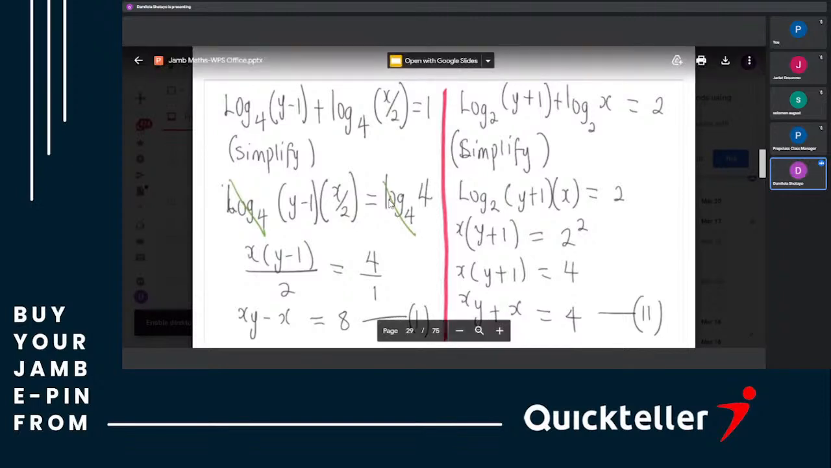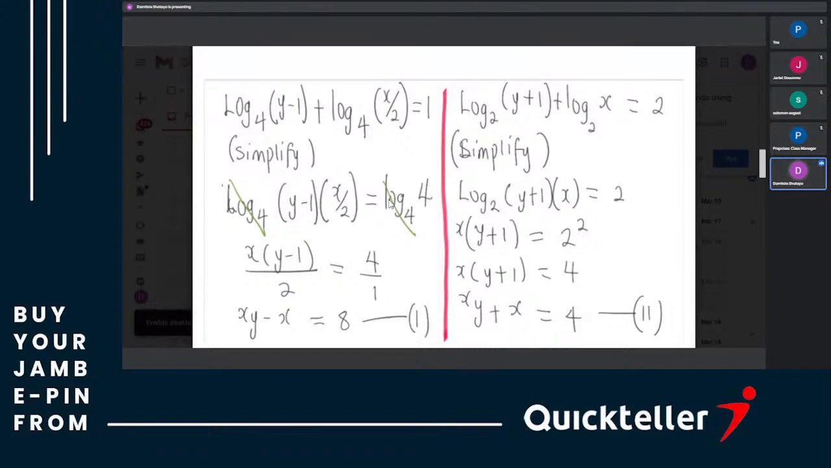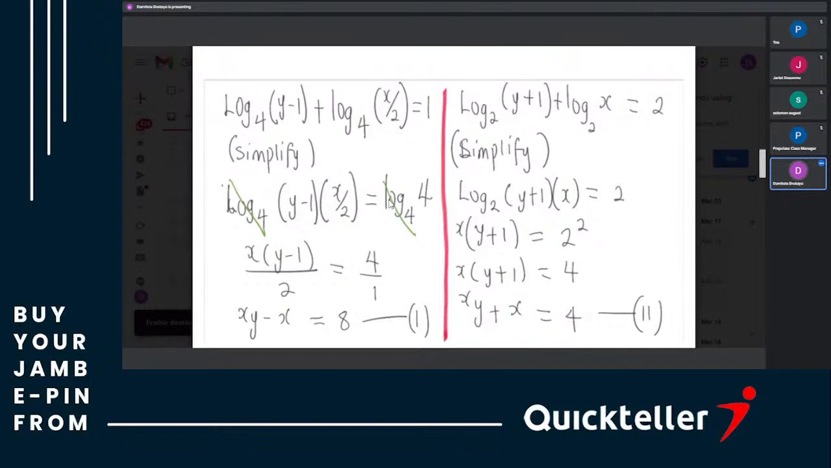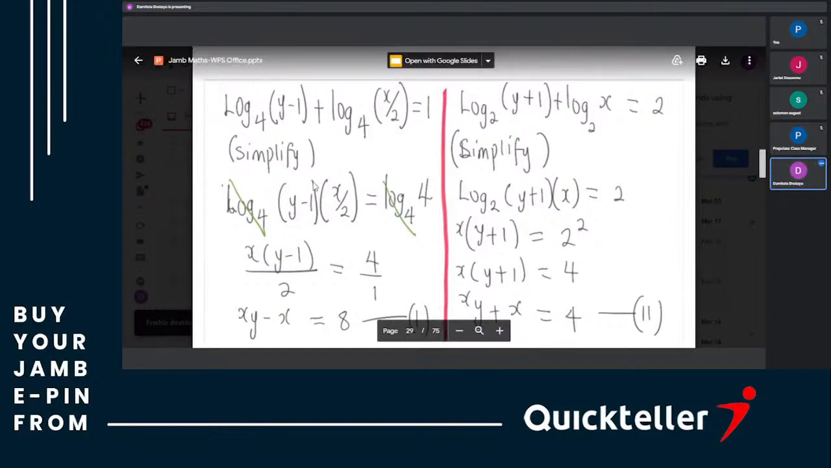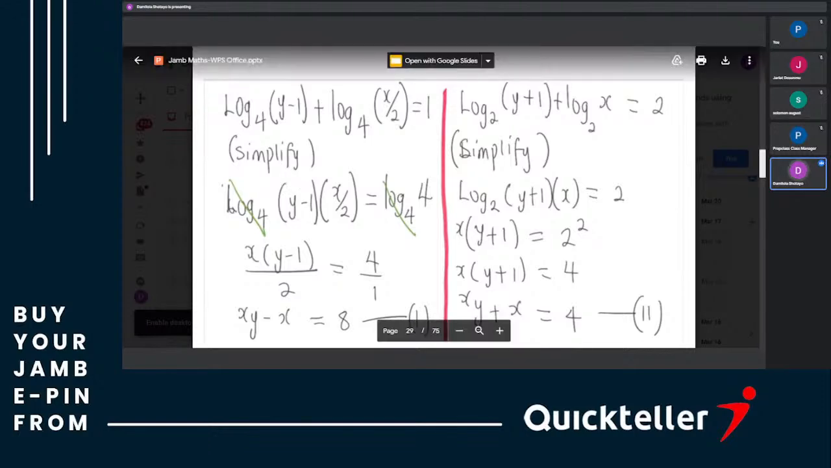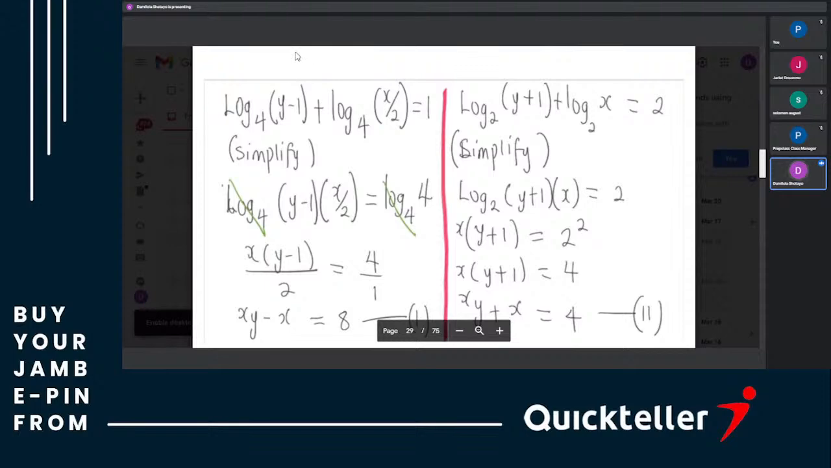Now I am left with what? A raw equation. So I'm left with a raw equation. That will become x bracket y minus 1 over 2 equals 4 over 1. Then I can now cross multiply. That will give me xy, that's x multiplied by y, minus 1, that's x, equals 4 times 2, destroying the logarithm. It is now a linear equation. That's equation 1. So, does anyone have any question on this before I go on?